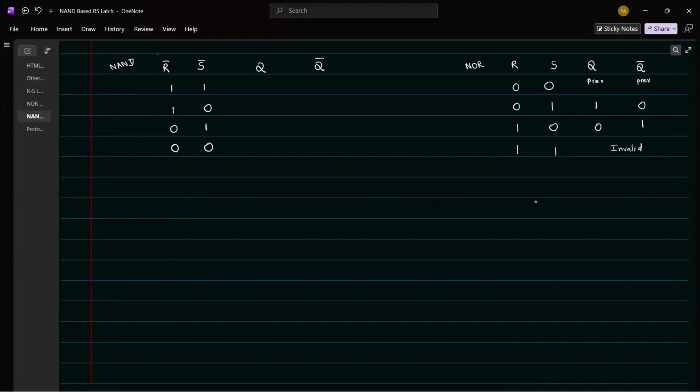If R bar and S bar are equal to 1, then it will be previous. It will choose the previous state of Q and Q bar. That's the same thing. Here the set is actually going to work, so Q will be 1 and Q bar will be 0. Here reset is going to work, so it will be 0 and then 1, and this is invalid. This is the same thing.